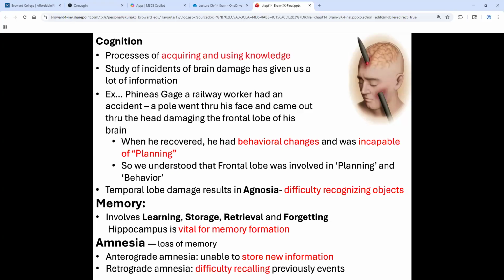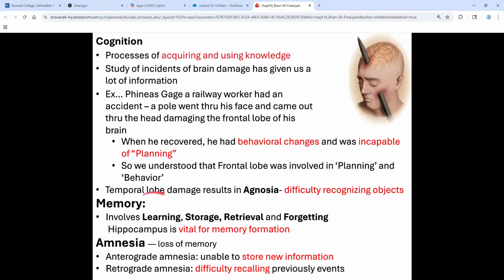He recovered, but then they understood that he had some behavioral changes. His behavior totally changed. He was a very responsible guy, careful. Then he became very irresponsible. He could not plan. That's how they understood that the frontal lobe is connected with these functions: behavior, planning, all those things.